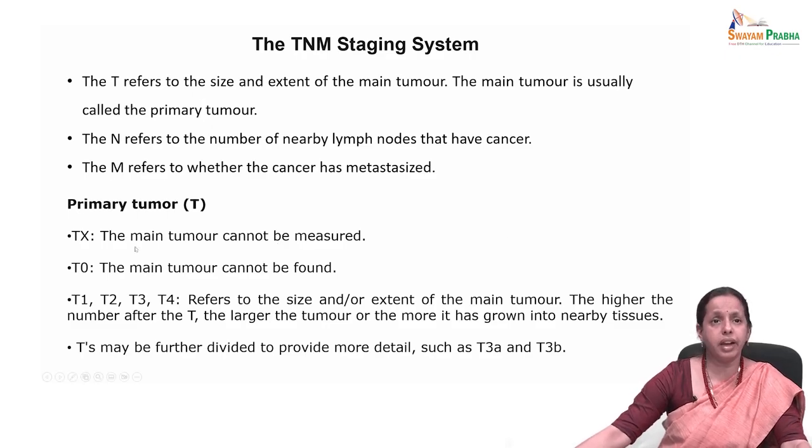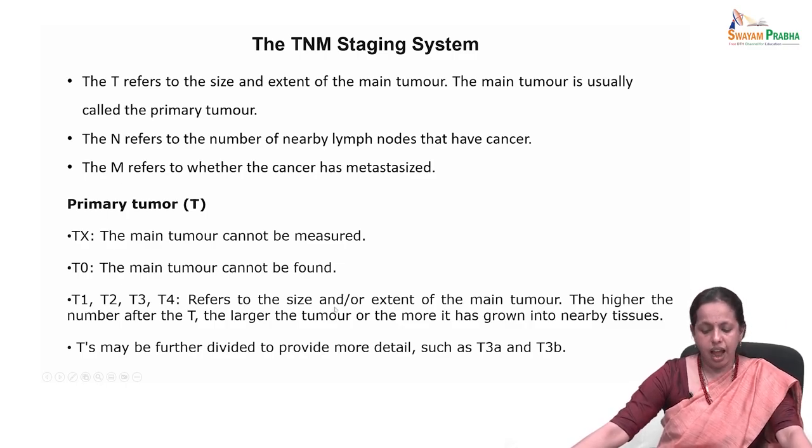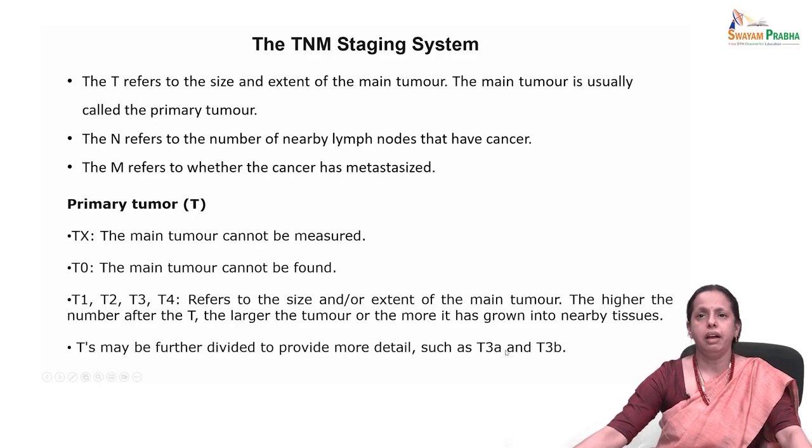For the T, the clinician will use the following terminology. TX is a main tumor which cannot be measured. T0 is a main tumor which cannot be found. T1, T2, T3, T4 refer to the size and extent of the main tumor. The higher the number after the T, the larger the tumor or the more it has grown into nearby tissue. Simple. T may be further divided into more detail, such as T3A, T3B, like that.